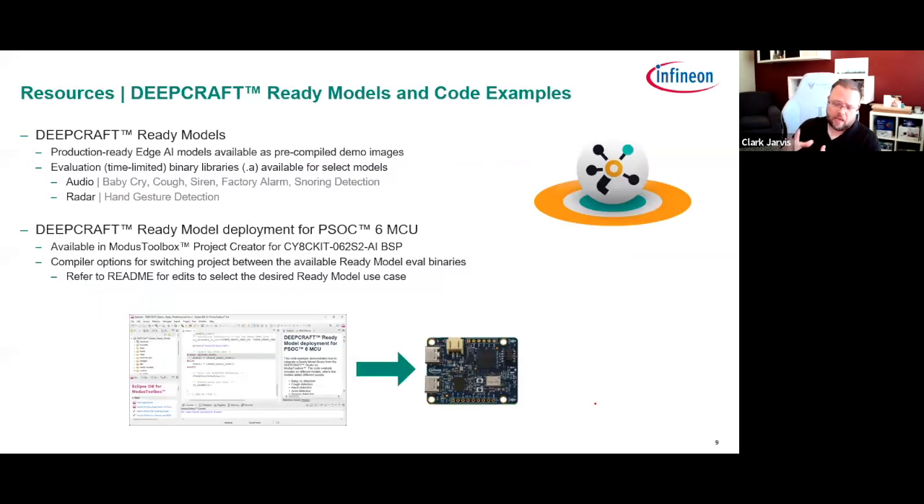All right, so now let's talk about some of the actual pieces, the resources that I'll use when creating these examples, and there's three areas I want to highlight. The first is around ready models. What a ready model is, is a production-ready edge AI model that is available as a pre-compiled demo image. So you can actually go to imagimob.com or that web experience, and you can download this pre-compiled demo, and so you actually see how it functions and test out the quality of that particular AI model.